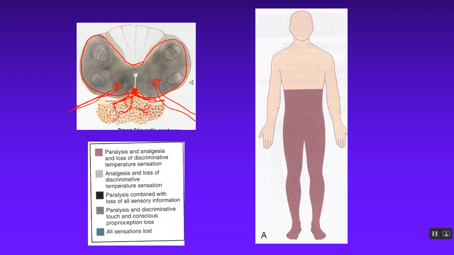But then we have vertical tract problems. This is the spinothalamic tract. So all pain and temperature trying to get up past that lesion from below the level of the lesion is going to be impacted on both sides of the body. So you're going to have complete loss of pain and temperature below.